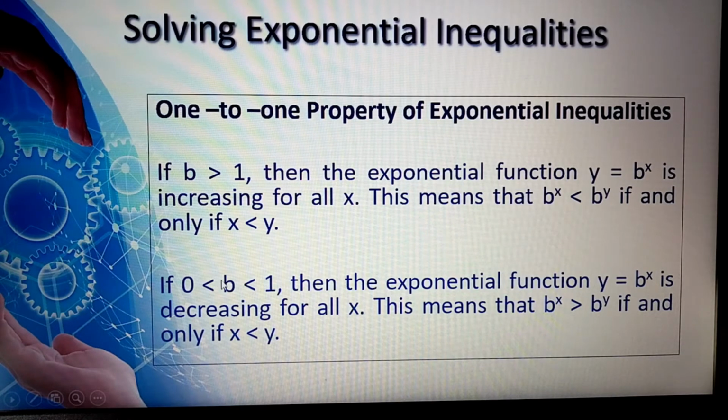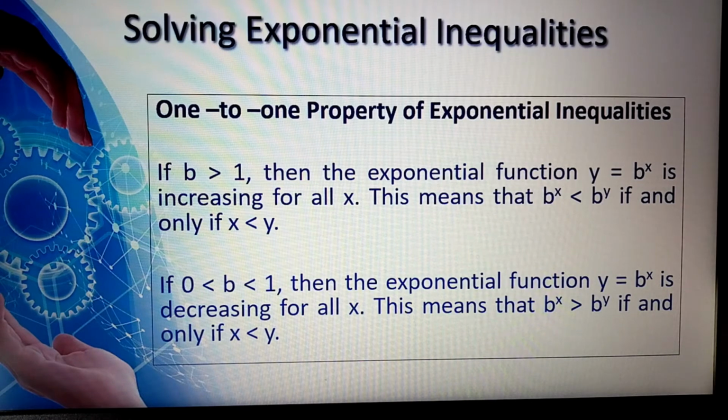Otherwise, if the value of the base is between 0 and 1, an example of that is a proper fraction, then the exponential function y equals b raised to x is decreasing for all x. This means that b raised to x is greater than b raised to y if and only if x is less than y. So there is a change in the inequality symbol when our base b is above 0 but less than 1.